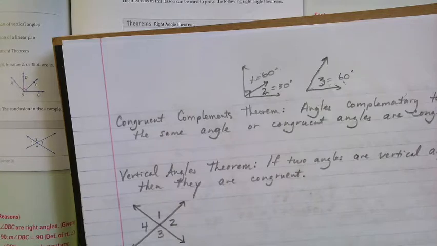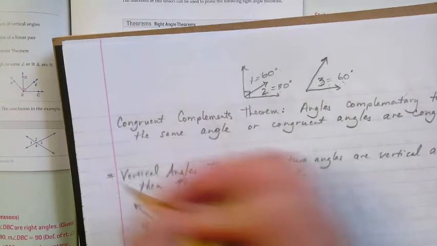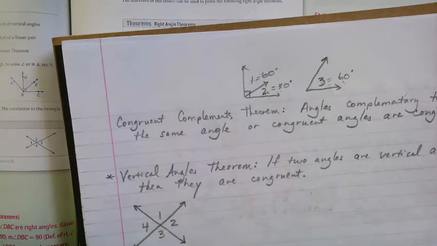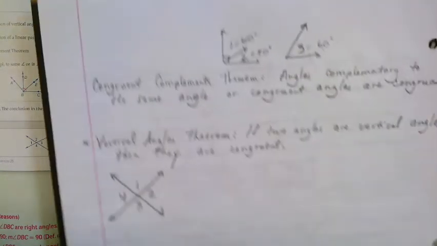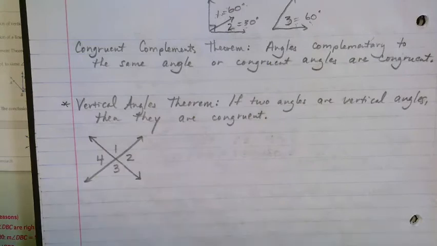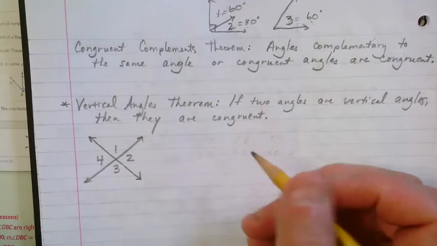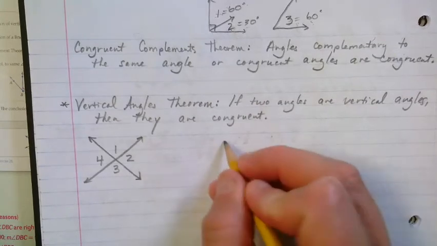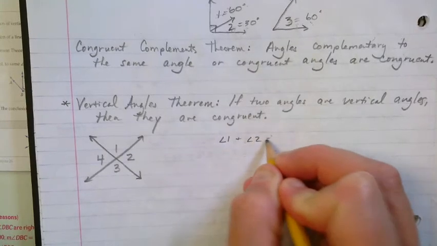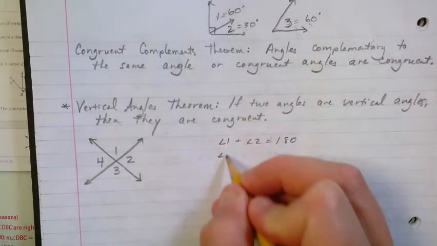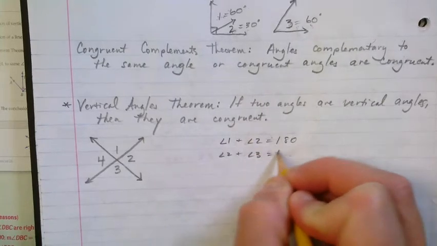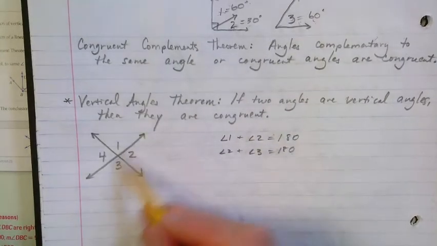This last theorem might be the absolute most important theorem in the packet, or in this section that we're going to look at, because it's going to be used quite often throughout the rest of the year. It says this: if two angles are vertical angles, then they are congruent. Now, we already proved this earlier this year, but I'm going to do it in a slightly different way. I'm going to say angle 1 plus angle 2 equals 180, and angle 2 plus angle 3 equals 180. Again, 2 and 3 make this straight line, 1 and 2 make this straight line.